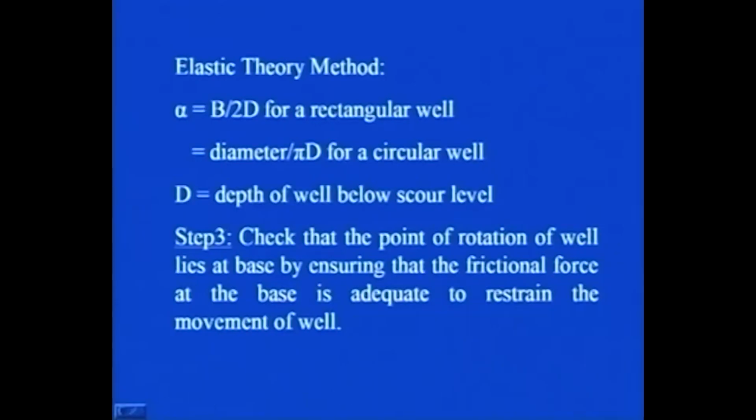So now I am going to proceed in continuation of that. In the last class I have already discussed what are the two steps to be followed in the elastic theory method by IRC. Now let us start with the next steps of the analysis. So step 3 is that you have to check that the point of rotation of well lies at base by ensuring that the frictional force at the base is adequate to restrain the movement of well.